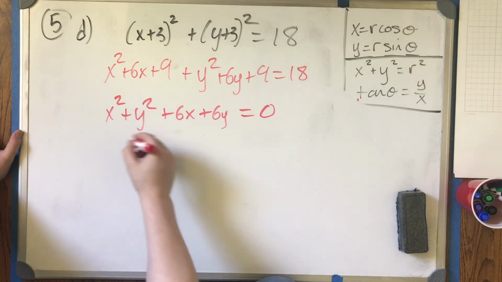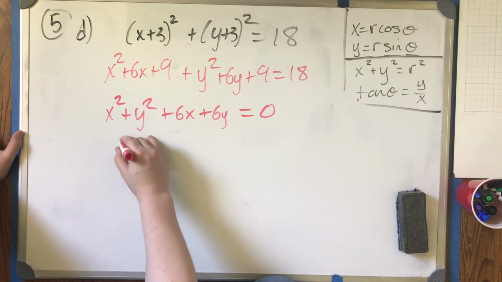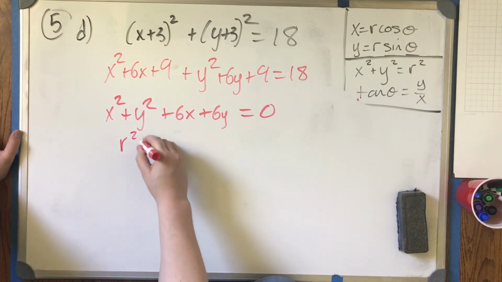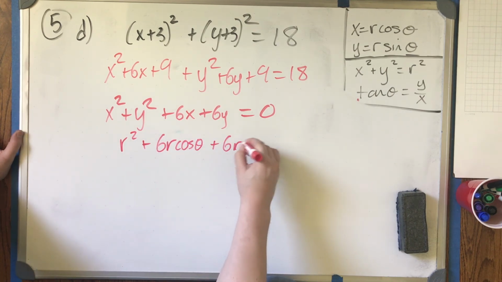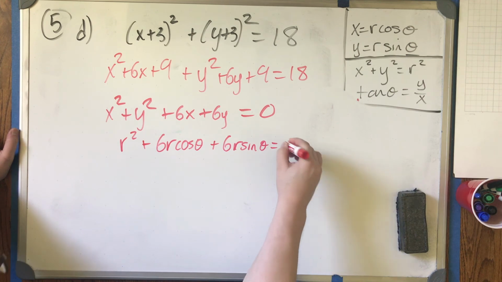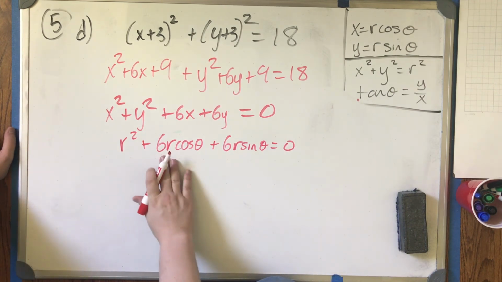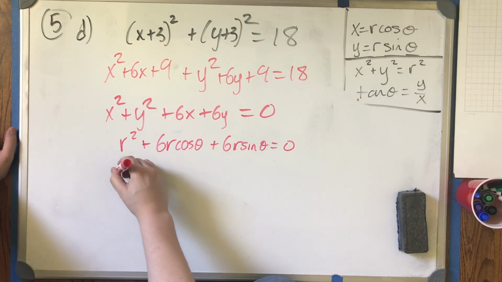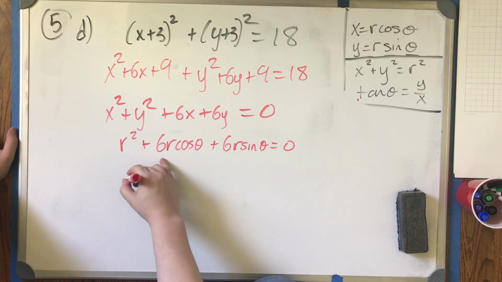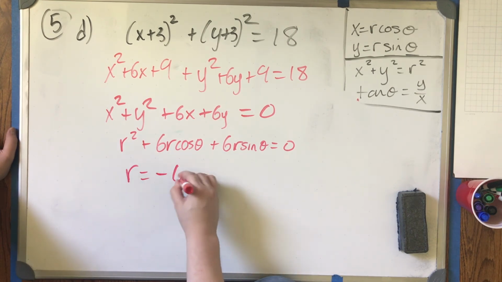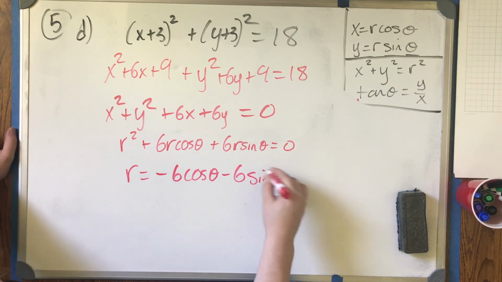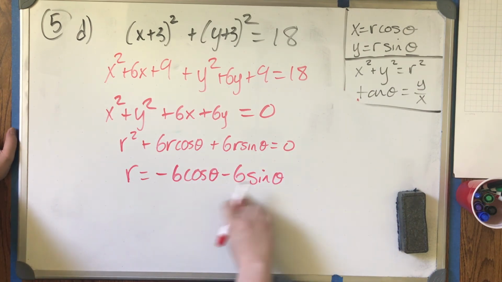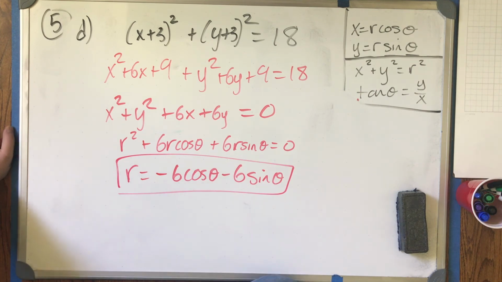And now I'll just start replacing things here. So x squared plus y squared is the same as r squared. 6x is going to be an r cosine theta. 6y is going to be an r sine theta. I'm going to subtract these to the other side and divide everything by r. And I hope you're okay. I'm going to do that all in one step. So hopefully you survived that. I divided everything by r and subtracted these over. And there we go. Boom.